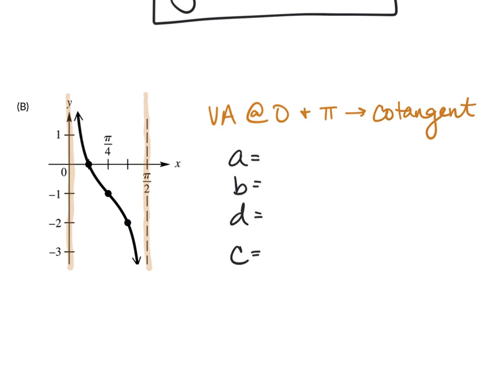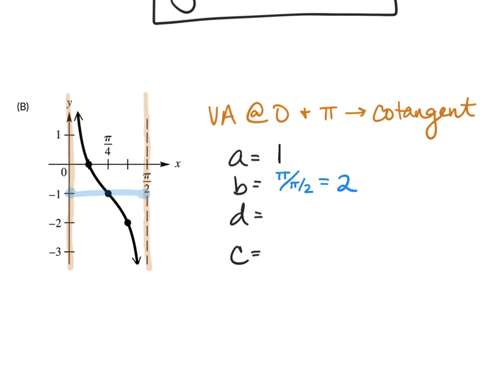The a value would have to do with any sort of dilation or reflection vertically. But if I notice, this is a decreasing function. Cotangent should be decreasing. We're fine. We don't have to reflect it. And this has a distance of 1, which means there is really no vertical dilation. That number is 1. If we check the amount of time it takes to go from one vertical asymptote to the other, it takes pi over 2. So if I find the b value, it would be pi divided by pi over 2. The pi's cancel. This just becomes 2.